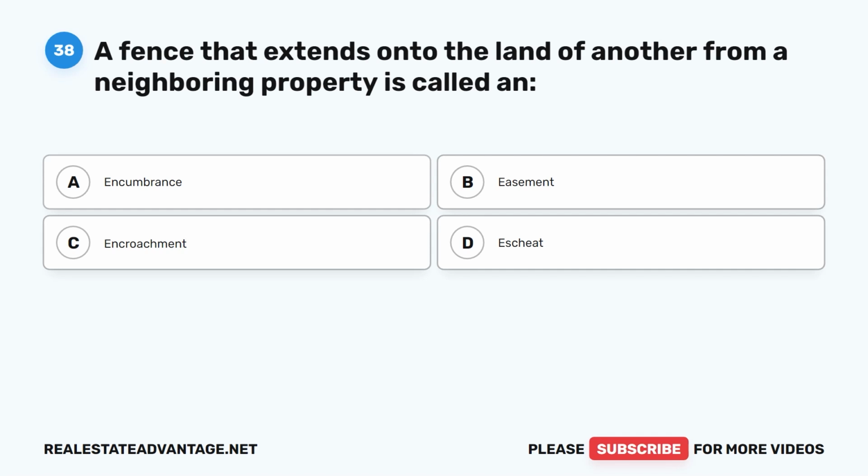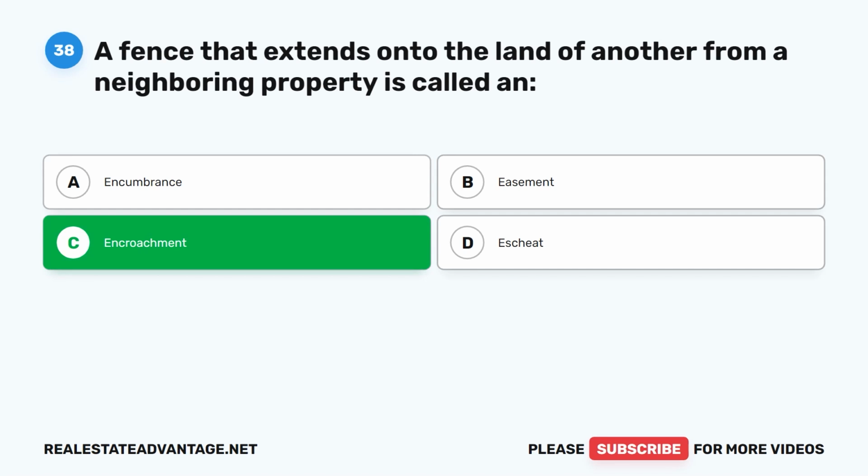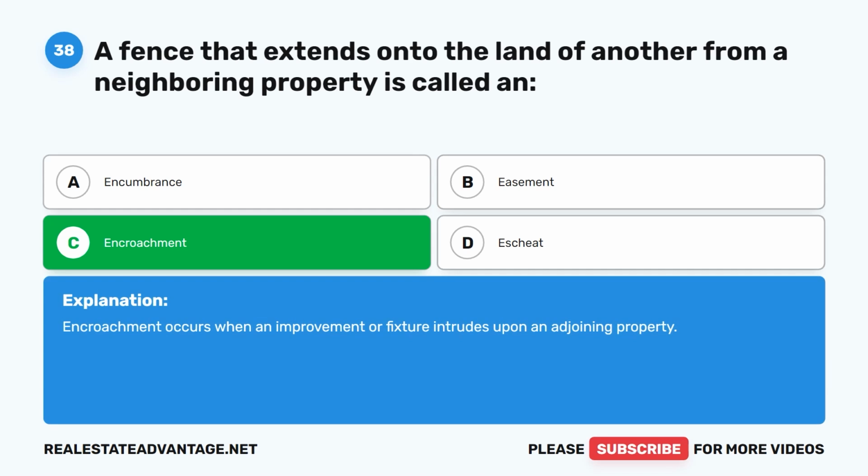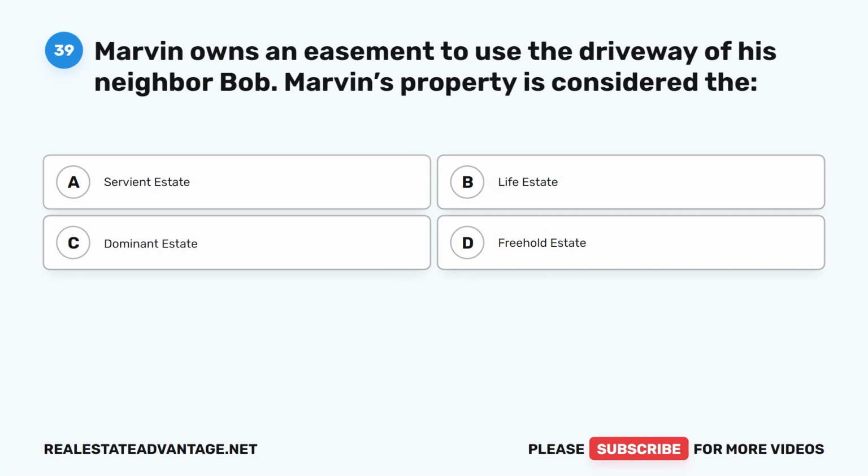Encroachment, D. Escheat. The correct answer is C. Encroachment. Encroachment occurs when an improvement or fixture intrudes upon an adjoining property. Question 39. Marvin owns an easement to use the driveway of his neighbor Bob.